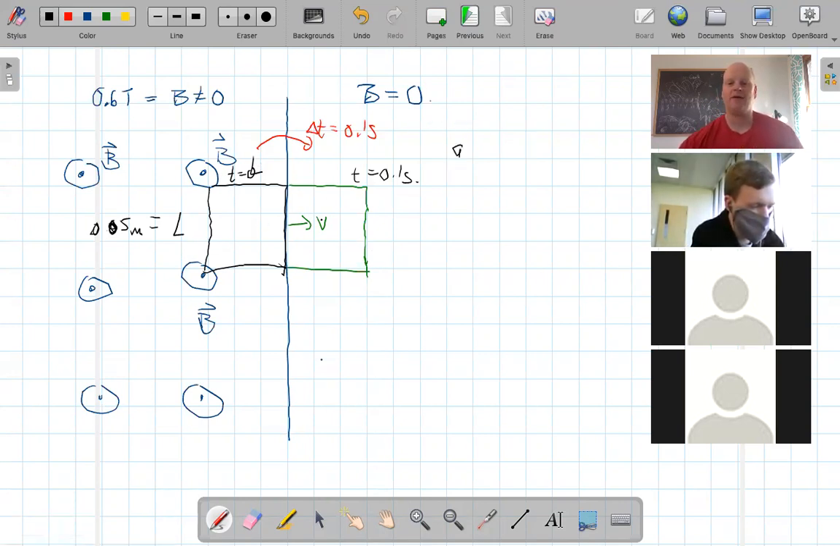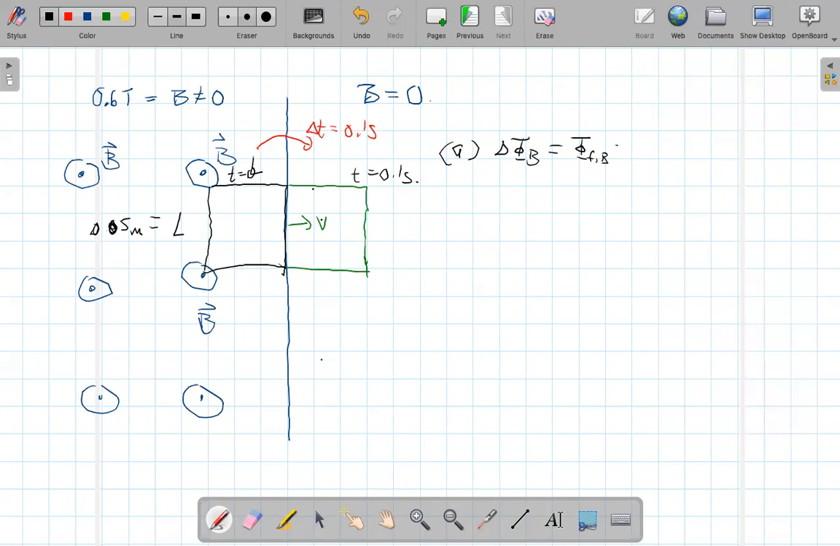So again, part A, what we want to know is the change in magnetic flux. Sorry, just the change in magnetic flux. So all we want to know is what is the change in magnetic flux going from this location to this location. By definition, change is always equal to the final minus the initial. So this is going to be the final magnetic flux minus my initial magnetic flux.